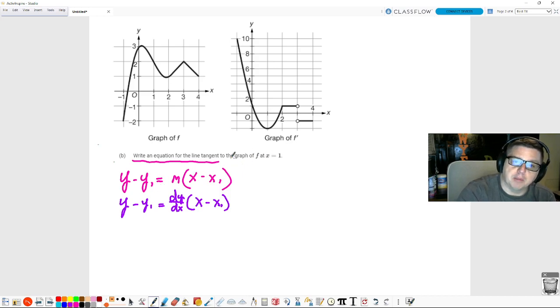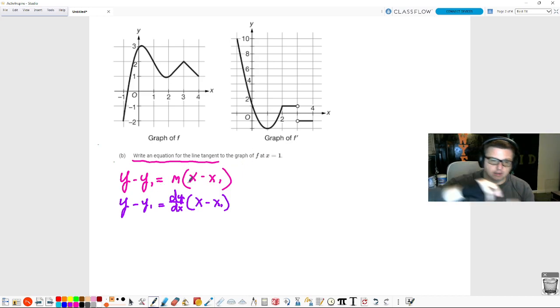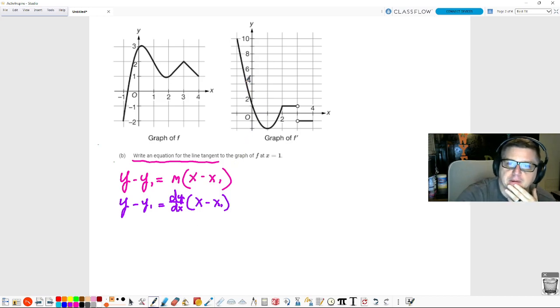So we need a point. So we need a point and a slope at that point. So when we do this, we have to have the derivative at that point. Okay. So that's what we're going to be looking at.